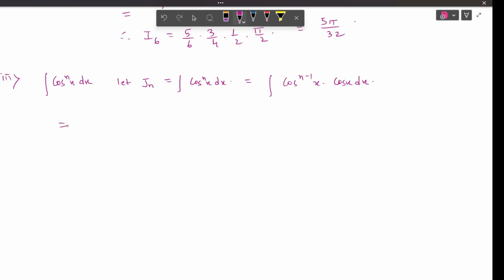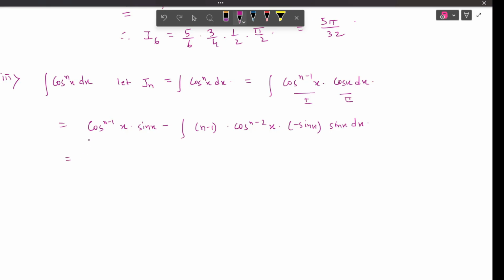So now we have to apply by parts here. So let us say this is our first function, this is our second function. Cos to the power n minus 1x, integration of cos x, integration of cos x is sin x, minus integration d by dx of cos to the power n minus 1x. This would be n minus 1 cos to the power n minus 1, that is n minus 2x, and differentiation of cos x is minus sin x, and integration of cos x is sin x dx.